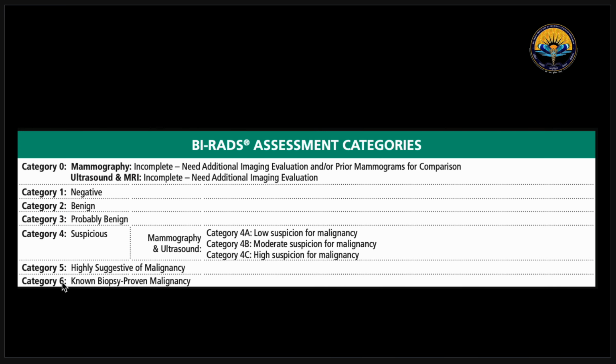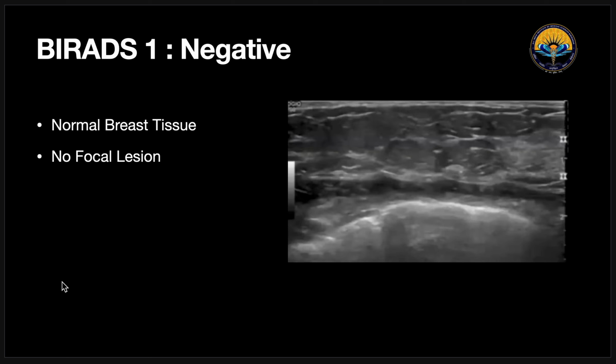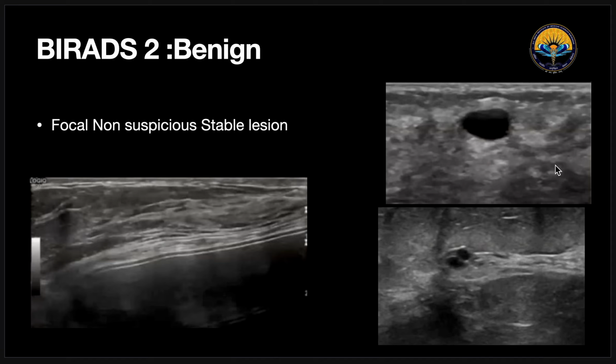The grading can be from category 0 to category 6, starting first with category 0. Category 0 is the one where imaging was incomplete and we need more imaging. Starting with BIRADS category 1, it is negative, that is there is normal breast tissue, there is no focal lesion seen within the breast. So if we find a patient having absolutely normal breast, no focal lesion seen, then it will be a BIRADS 1. Coming to BIRADS 2, here we will find a focal lesion, but this is a non-suspicious, stable focal lesion. This could be a simple cyst, some breast implant, or some microcyst. These are all focal lesions which are non-suspicious and stable. So this will be BIRADS 2, or benign.